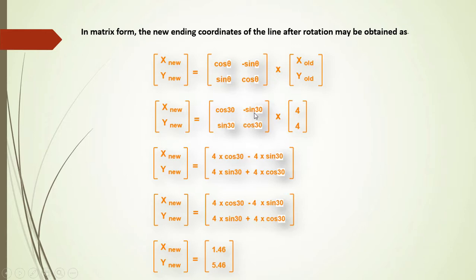We need to multiply first row, first column, then second row, first column. By performing this operation, we will get this kind of equation in matrix form. When we solve this, we will achieve the same x new and y new values of our line. So this is the second form with the help of which we can find out our line after rotation also.